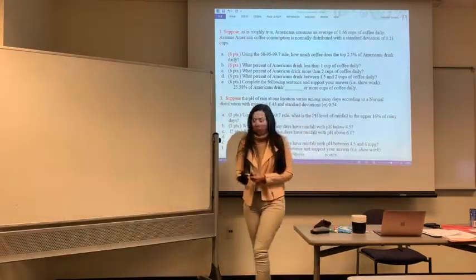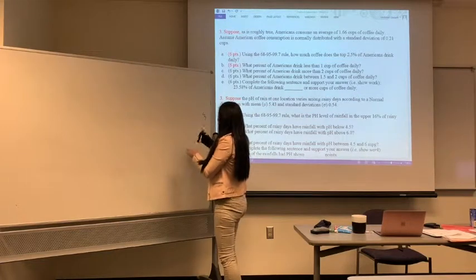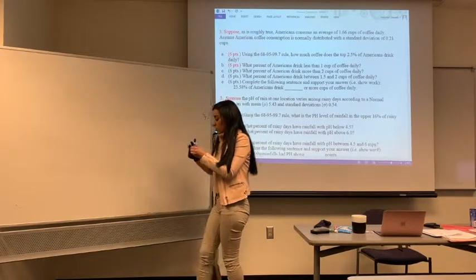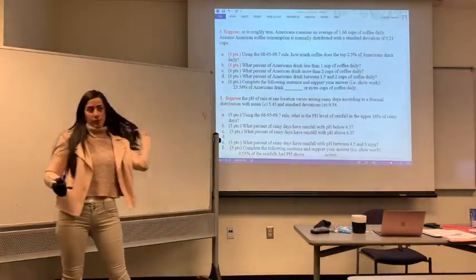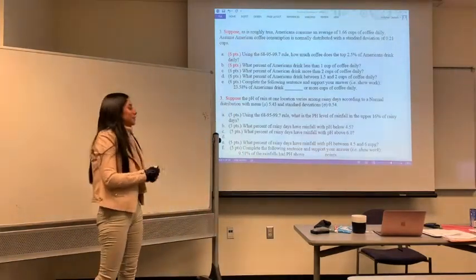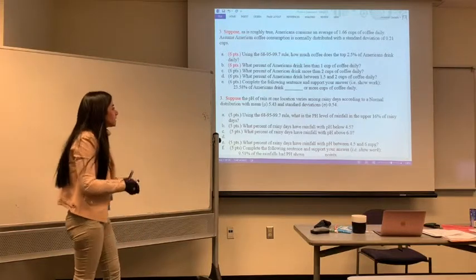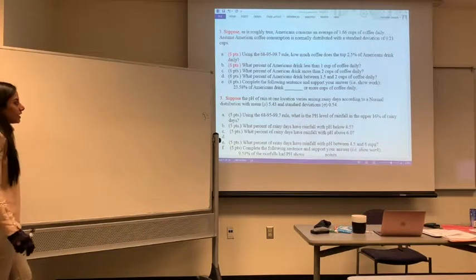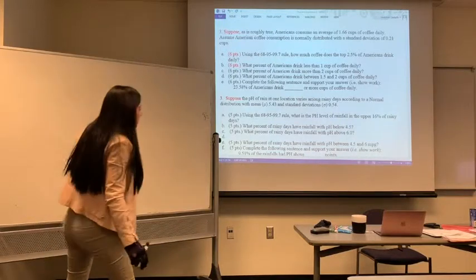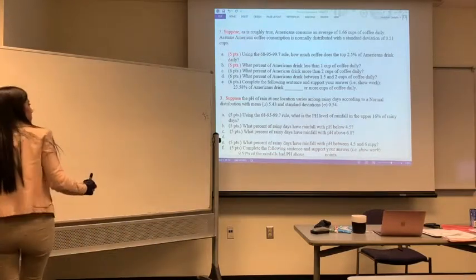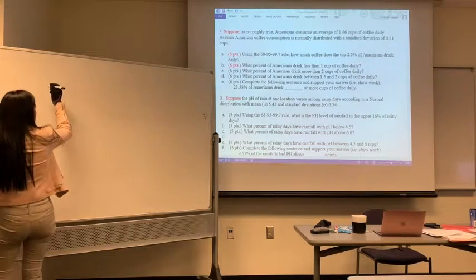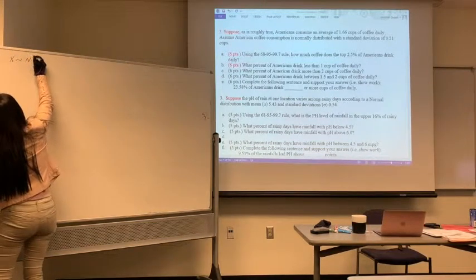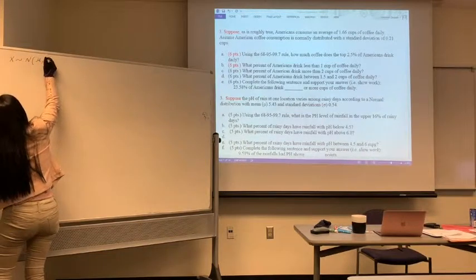Okay, so let me see. Let's solve it together, okay? So it says, suppose the pH of rain at one location varies among rainy days according to a normal distribution with a mean of 5.43. So, again, I'm going to write it down in a kind of professional way.